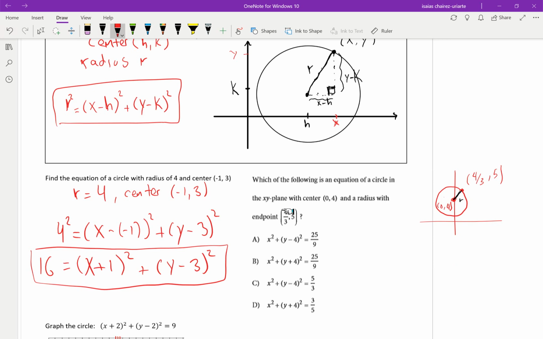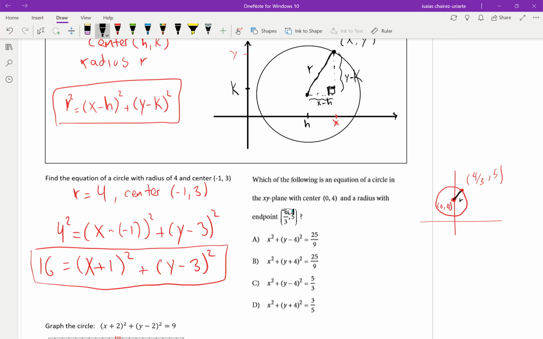So what we were given is the center and some point on the circumference, and the radius is the length of the little line that joins those 2 points. So good thing we have a distance formula, because right now we're going to have to use it in order to figure out what r is.